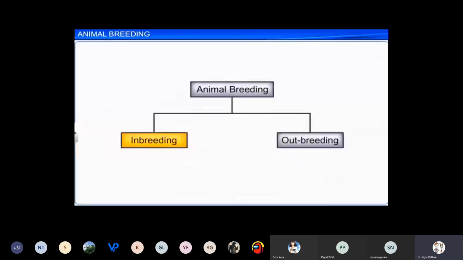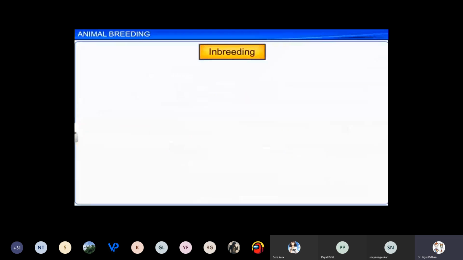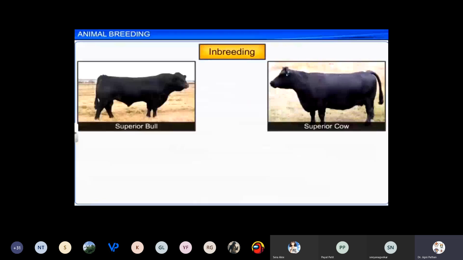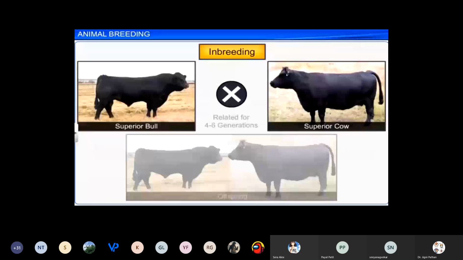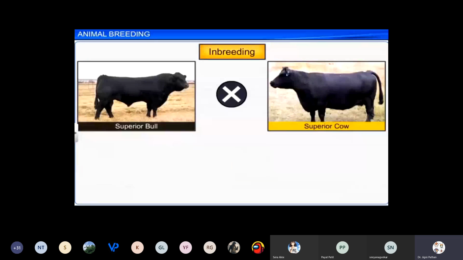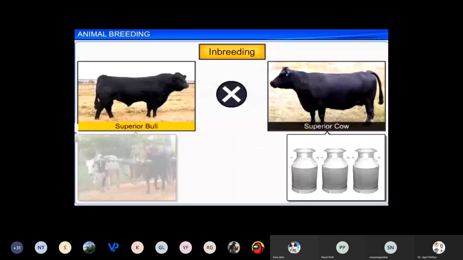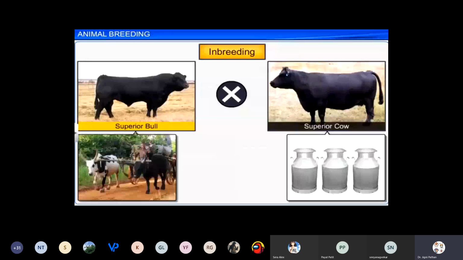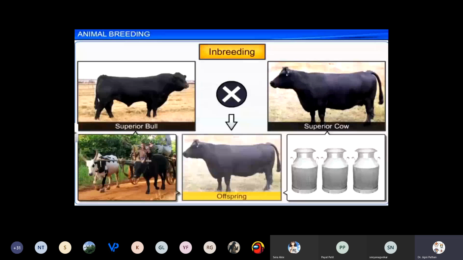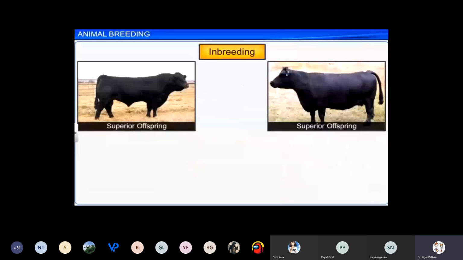Animals selected for inbreeding are of superior quality and are closely related for 4 to 6 generations. A superior quality cow is one that produces more milk, and a superior bull is one that is a strong draft animal and gives rise to superior offspring. Subsequently, mating is carried out between offspring which have superior qualities.